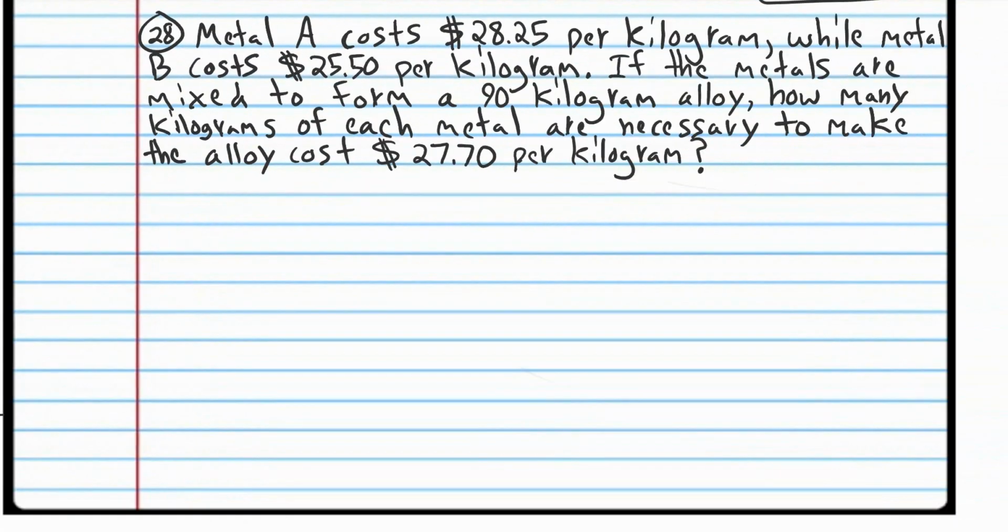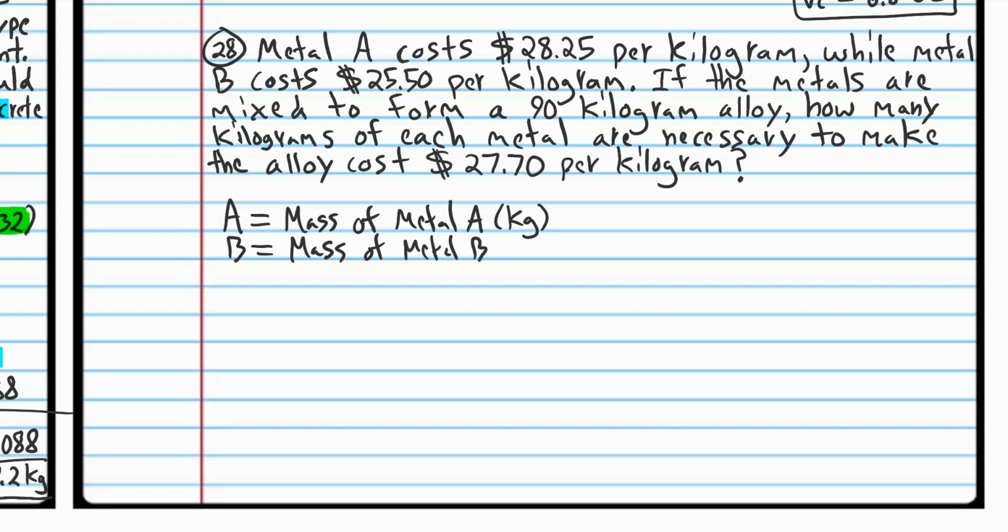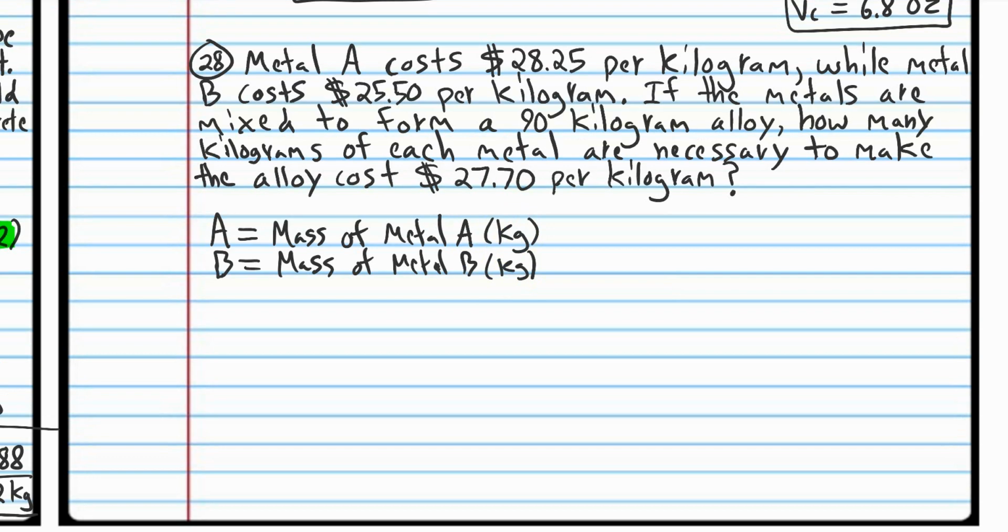Let's say that A is the mass of metal A in kilograms, and B is the mass of metal B in kilograms. And again, if you don't know these abbreviations, you don't have to use them. You can just say kilograms. All right, so that's the most important part we got out of there.